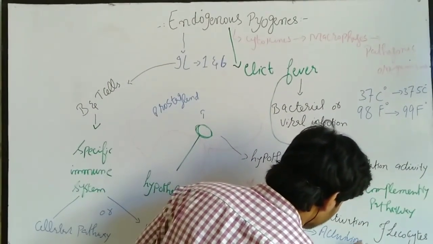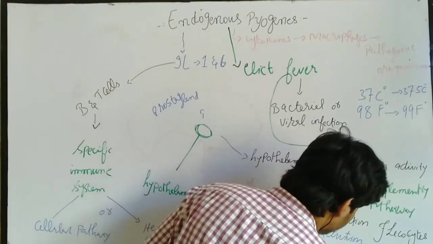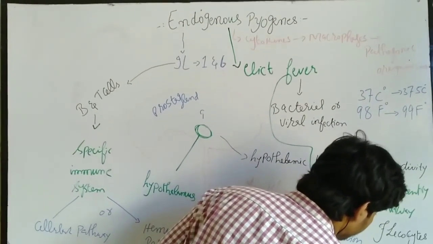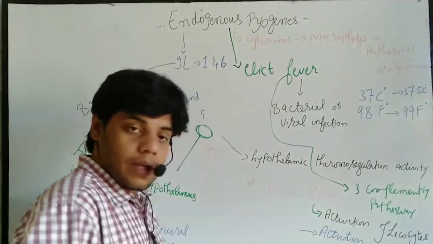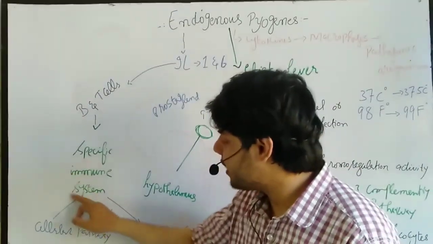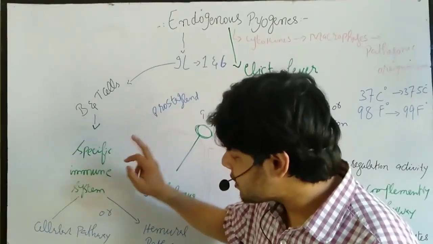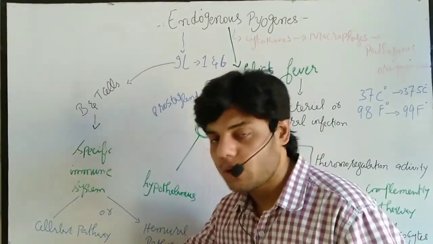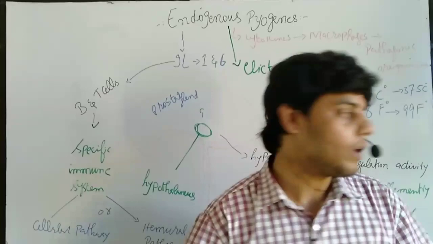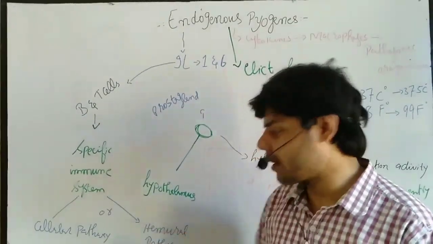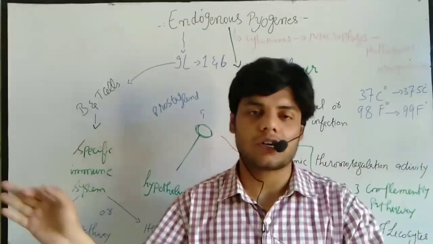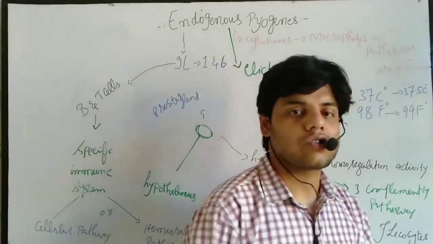Activation of specific immunity. As we discussed, once B cells and T cells are activated, they usually activate the specific immune system. The specific immune system activates either the cellular pathway or the humoral pathway. We already discussed the cellular and humoral pathways. If you missed that video lecture, it is present on my channel. You can watch it.